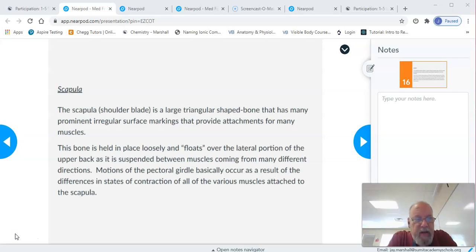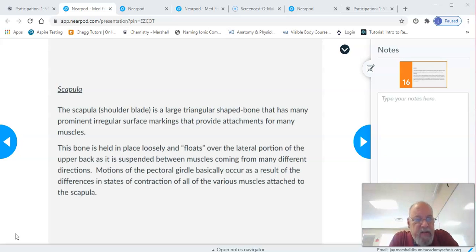Okay, so that's the clavicle. What about the scapula? The scapula, or the shoulder blade, is a large triangular-shaped bone that has a lot of prominent irregular surface markings that provide many attachments for many muscles. The interesting thing about this is that if you've ever seen one of these cameras that floats out over a football field, it's attached to a lot of wires, and by pulling on certain wires, I can get it to go in a certain direction to cover a play, or to span the audience, or whatever I want to do with that camera.